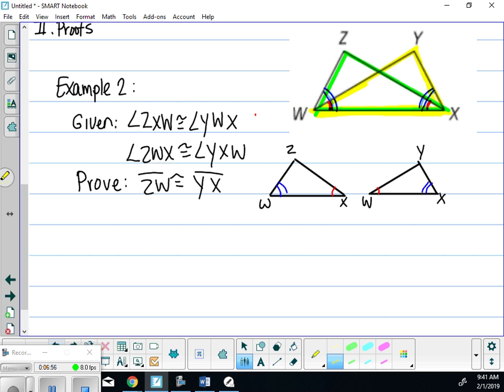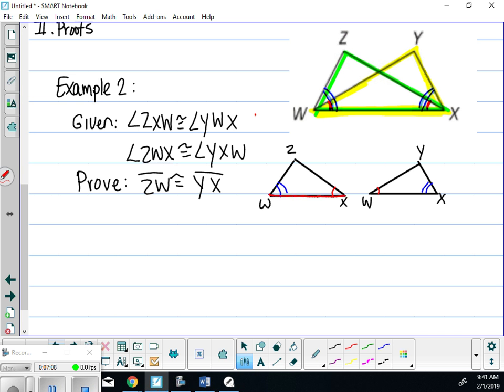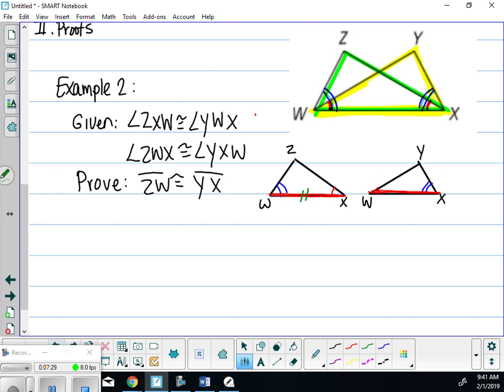So what do they have in common? Where did we trace exactly the same thing? Do they not both have the exact same bottom piece? Okay, they share that bottom side. So they share that bottom side, which means WX is congruent to itself, right? Just like two triangles that are sitting on top of each other that share a side. These are just sharing a side on the bottom.